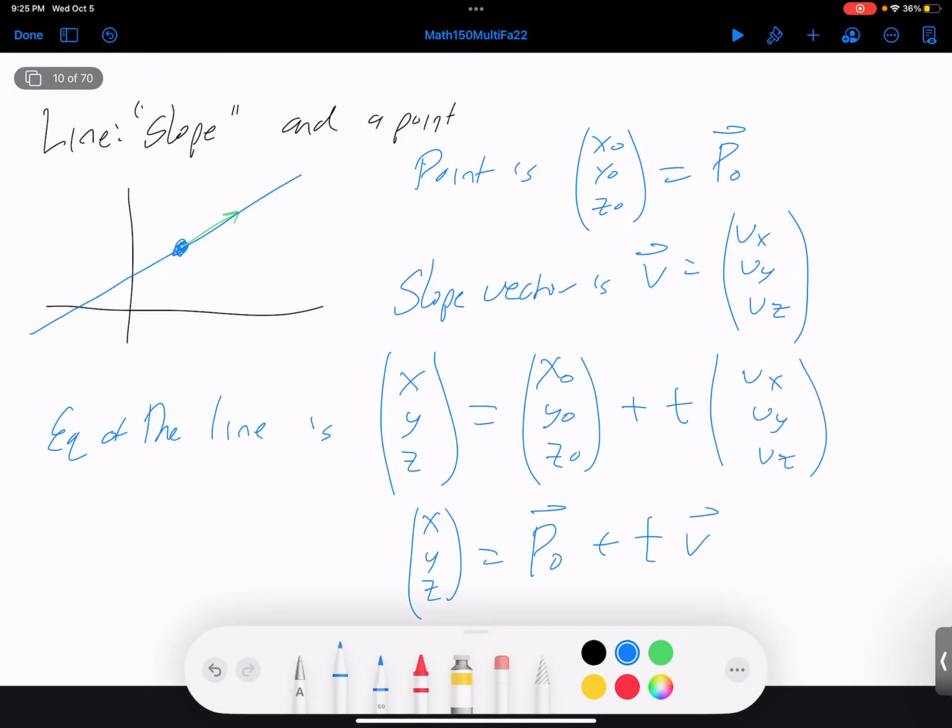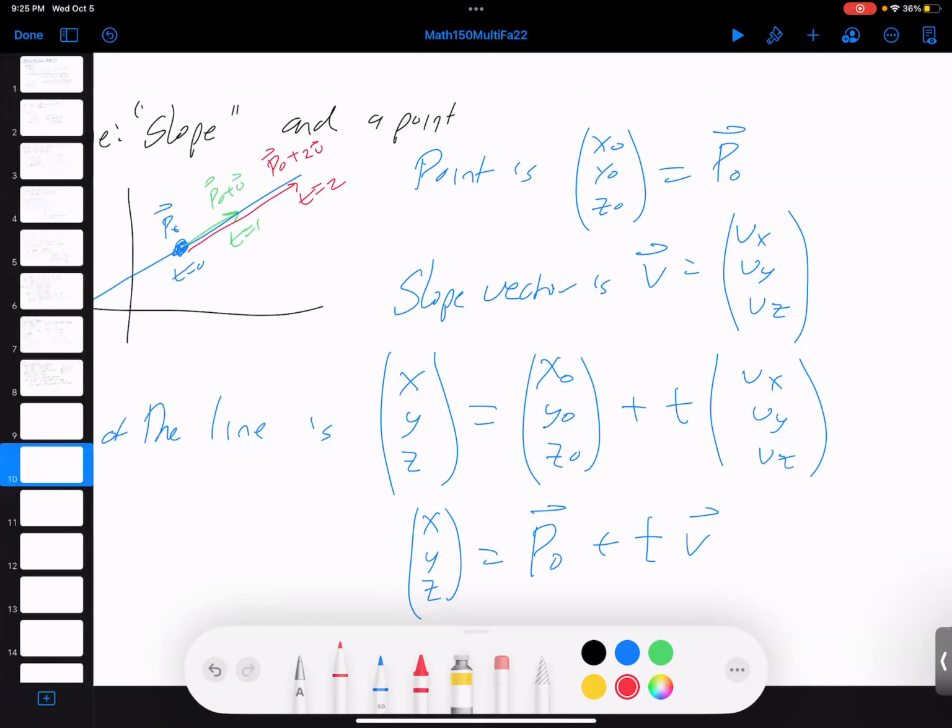Can you give me a good value of t to try? 0. So if we take t equals 0, that corresponds to this point p naught right here. t equals 1 would be p naught plus v. Where would t equals 2 be? p naught plus 2v. So t equals 2 would be p naught plus 2v.